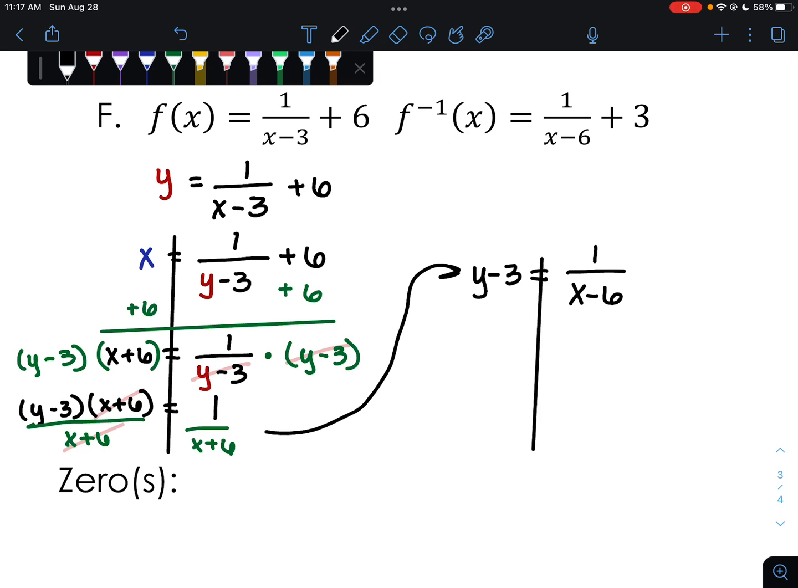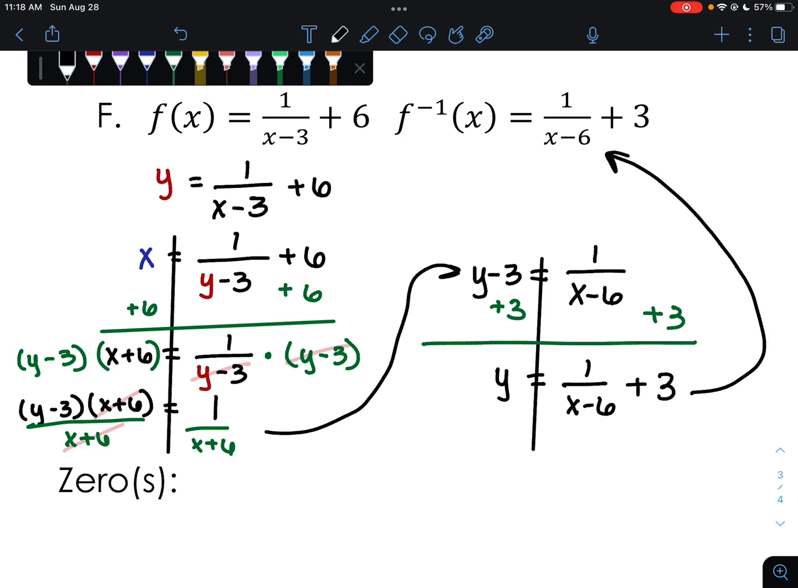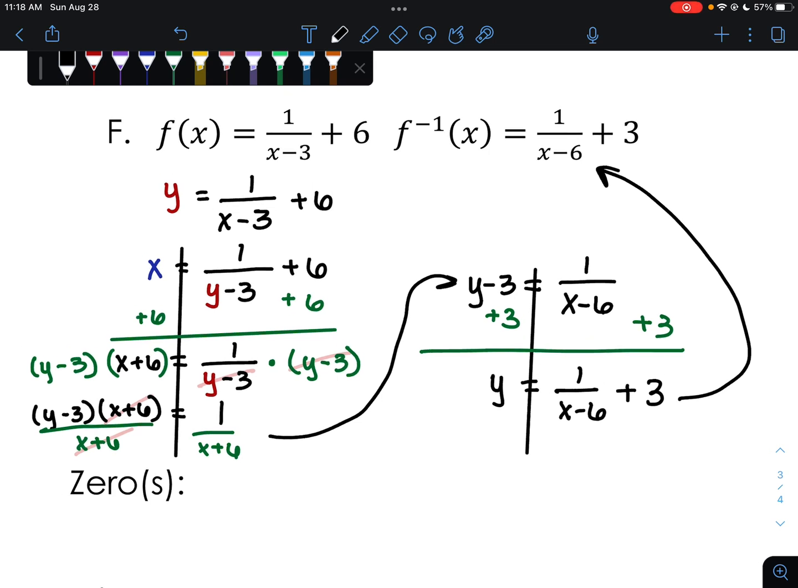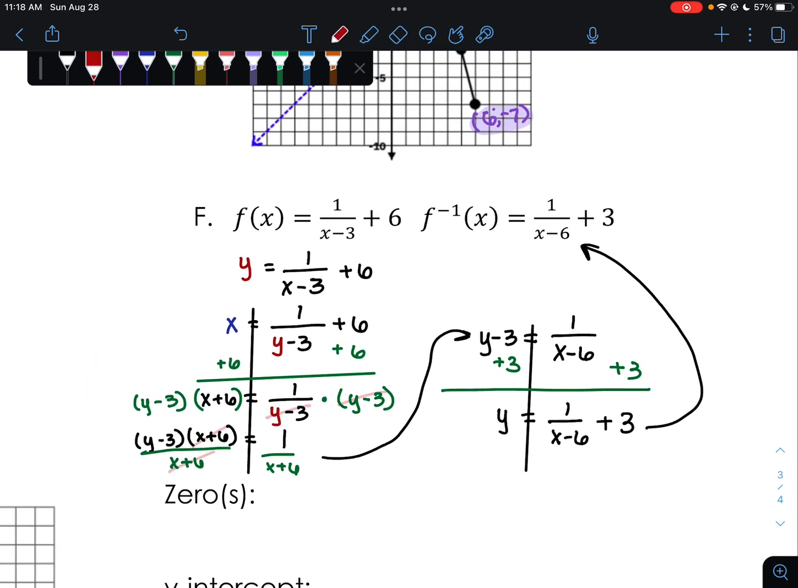Lastly, I need to get y by itself still, so I'm going to add 3 to both sides. When I do that, I get y equals 1 over x plus 6, plus 3. That is the same thing as this right here, which shows me that they are inverses.